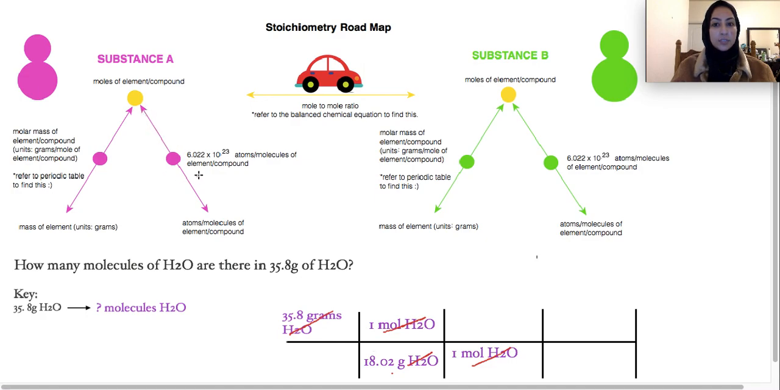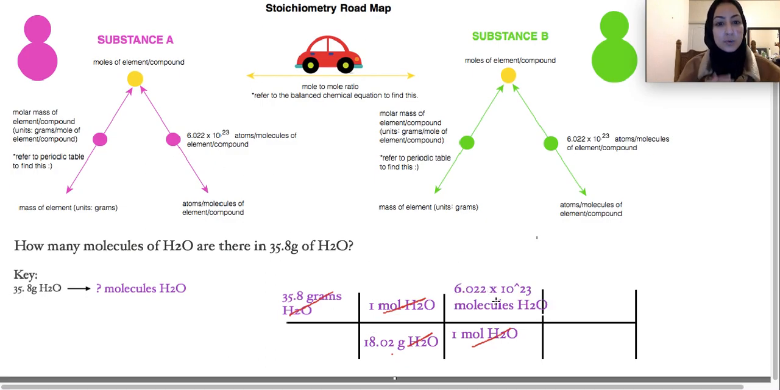So now I'm going to go ahead and start moving down. My next stop says I need 6.022 times 10 to the 23rd atoms or molecules of H2O. So I'm going to put him up top. Cool. So 6.022 times 10 to the 23rd molecules of H2O. I'm right here. If I have molecules of H2O here, what do you think needs to come right here? Yep, you got it. Molecules of H2O also needs to come right here.